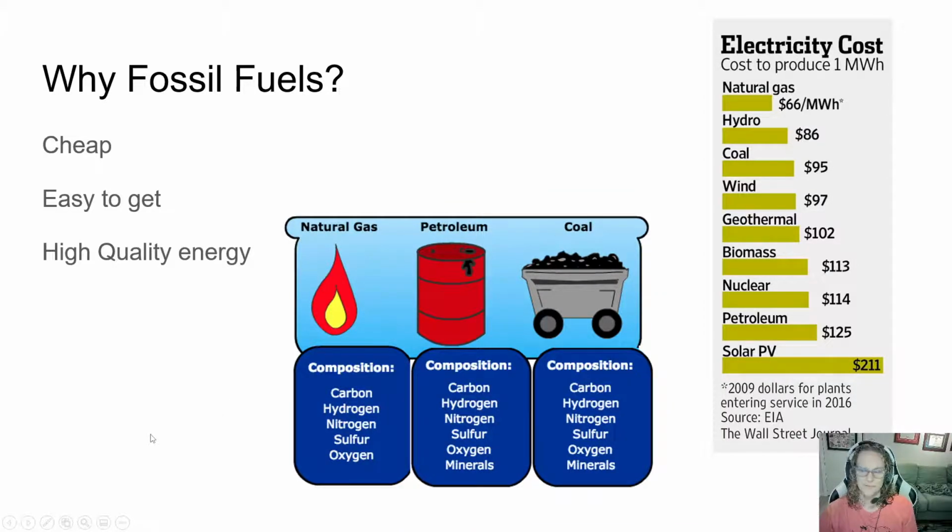Okay, so why are we choosing fossil fuels? Well, they are pretty cheap. Our gas is pretty cheap because of fossil fuels. It's pretty easy to mine it, drill it, and get it out of the ground. And the actual quality of the energy is fairly high. So way back in the beginning, energy can't be created or destroyed, but it can be transformed. And so when you first transform it, you have a high quality energy. But you cannot recycle high quality energy into another high quality energy. So when you repurpose the energy, it becomes a lower quality energy.